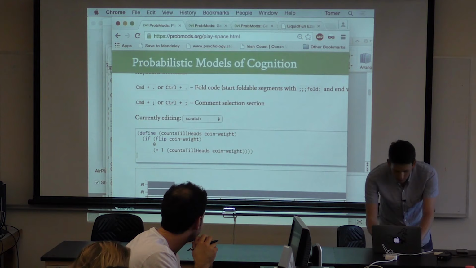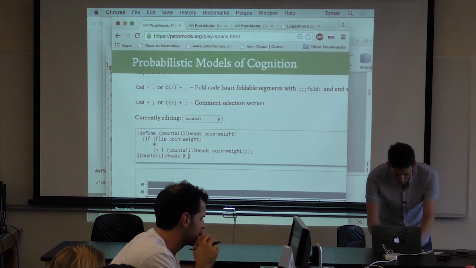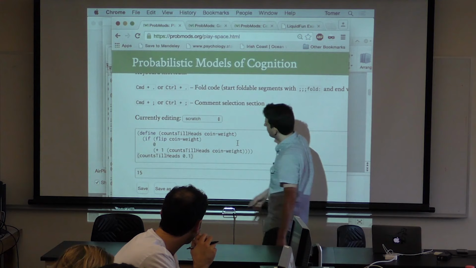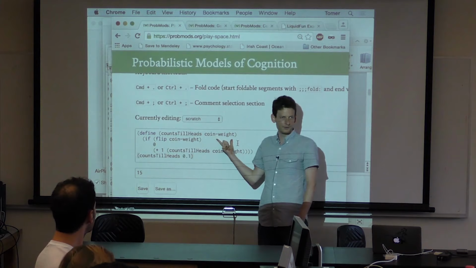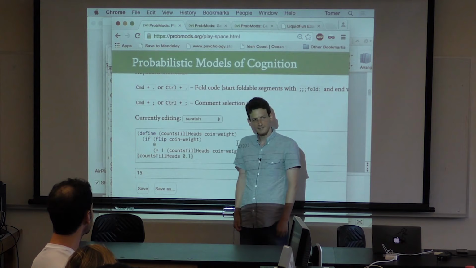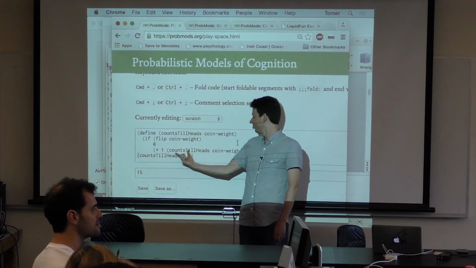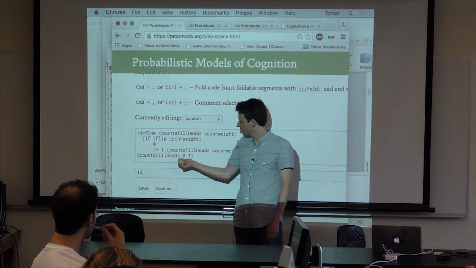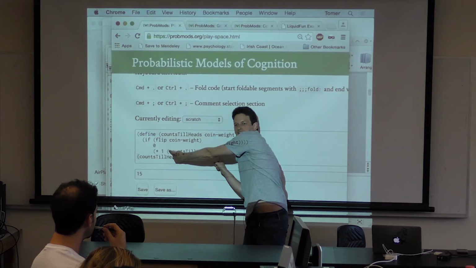Now if you do something like counts till heads 0.1 and you run it, you get, say, a number. So let's read through this for a second. You defined a procedure called counts till heads. It takes in a coin weight. It flips a coin. If it comes back heads, it gives you back zero. If it didn't come back heads, then you do plus one, and then you call that thing again. You do counts till heads coin weight again. And again, if it comes back heads this time, you'll have plus one plus zero. But if it didn't, then this will be plus one plus something.